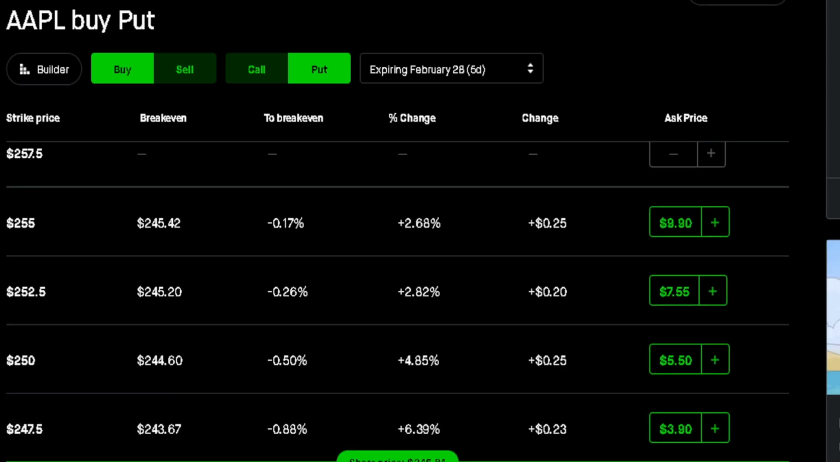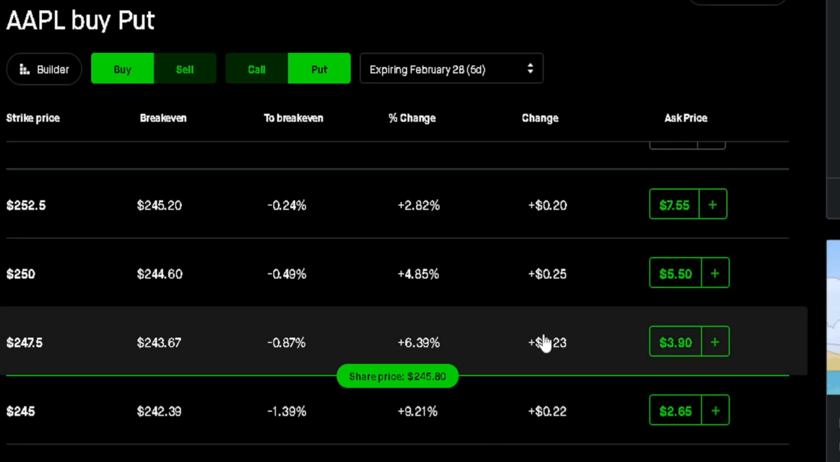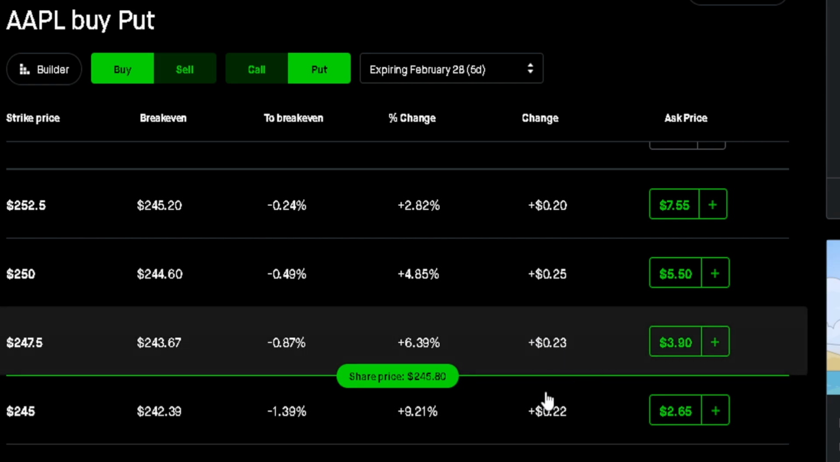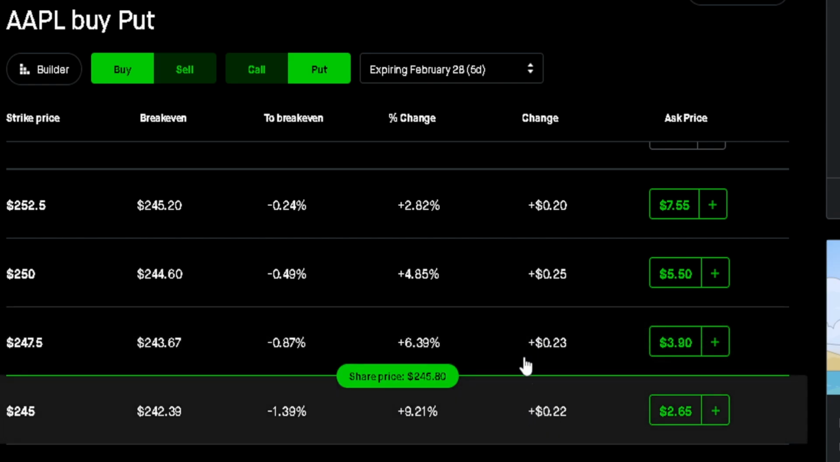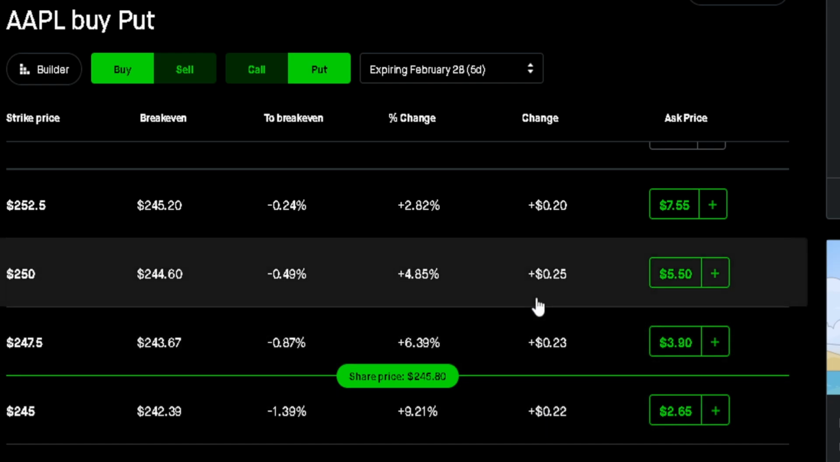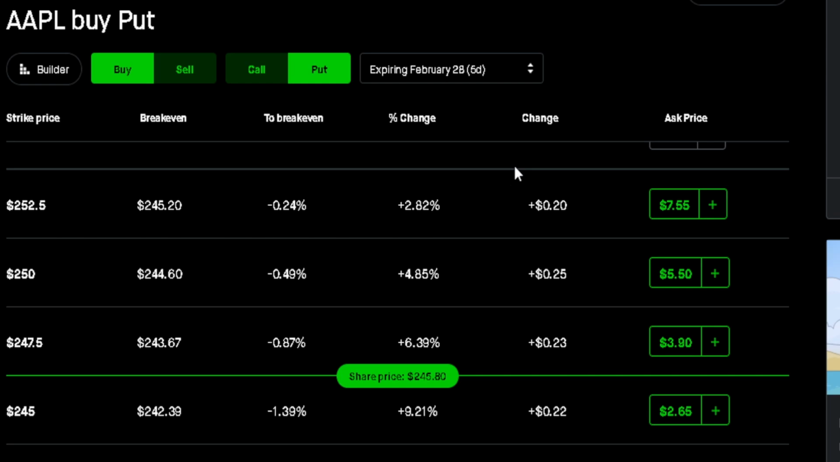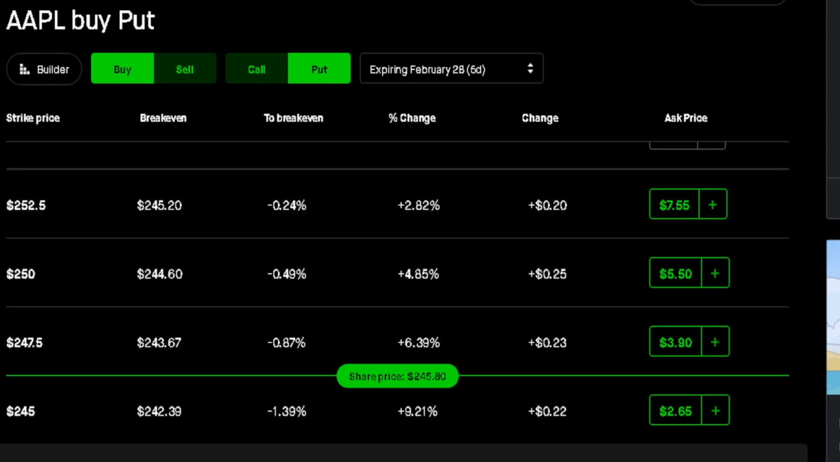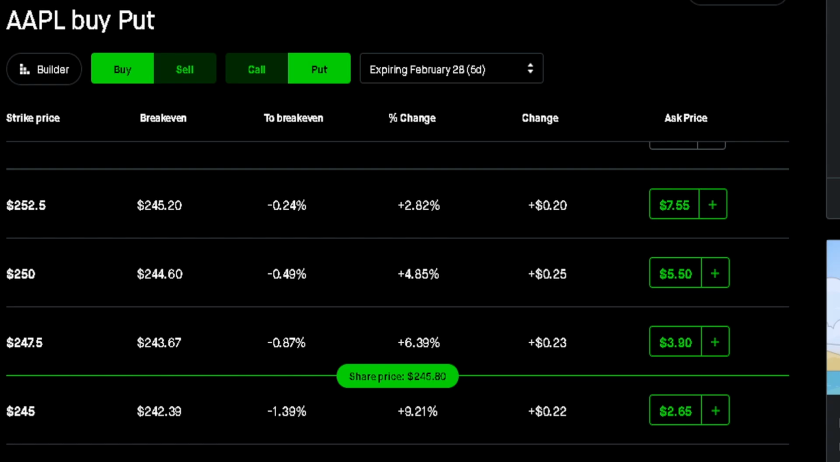And the same goes for the puts. So here in the puts section, this is actually considered at the money also, like the two closest strike prices. But it's a little bit different with puts. So up here is considered out of the money. Anything 250 and higher is considered out of the money with puts, and the 242.50 and below is considered in the money.